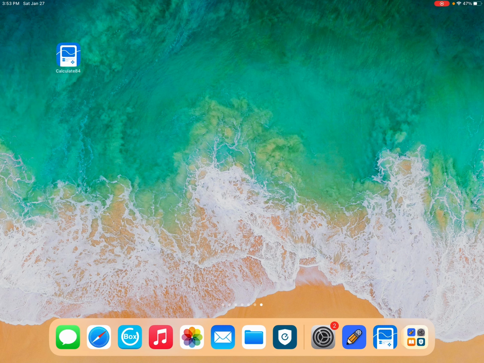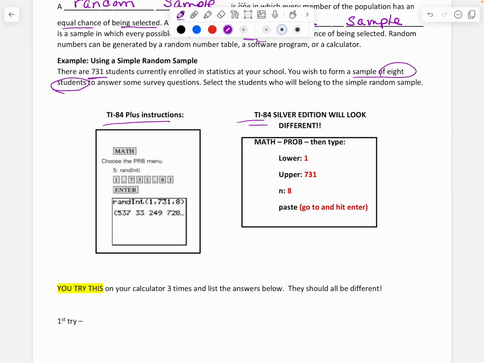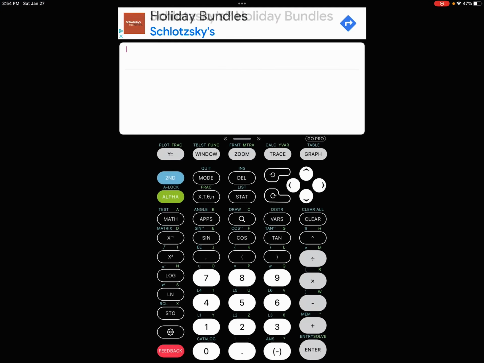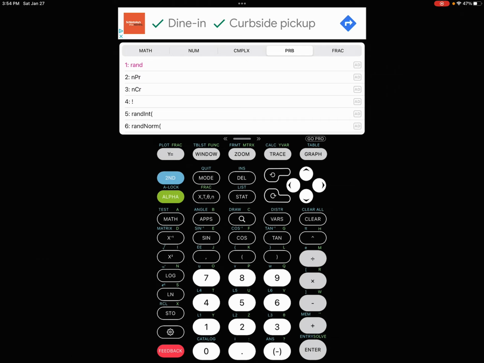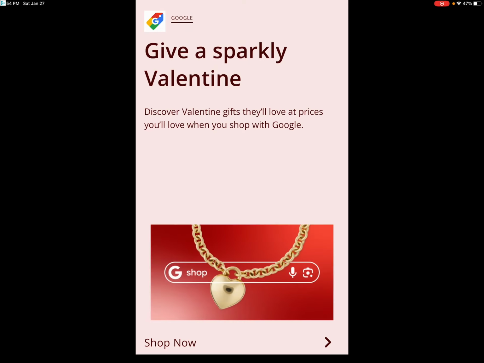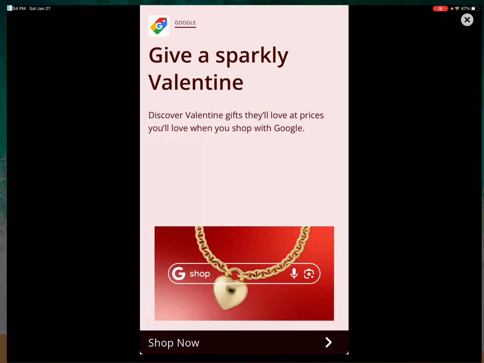It could be that this emulator is just struggling. Your calculator should work very much like it. So again, here's the math key, probability, number 5 is random integer. I did try, and I didn't use a parentheses at the end of it. Let me see if I use a parentheses, if that makes a difference. So math, probability, number 5. Oh, okay, not that.